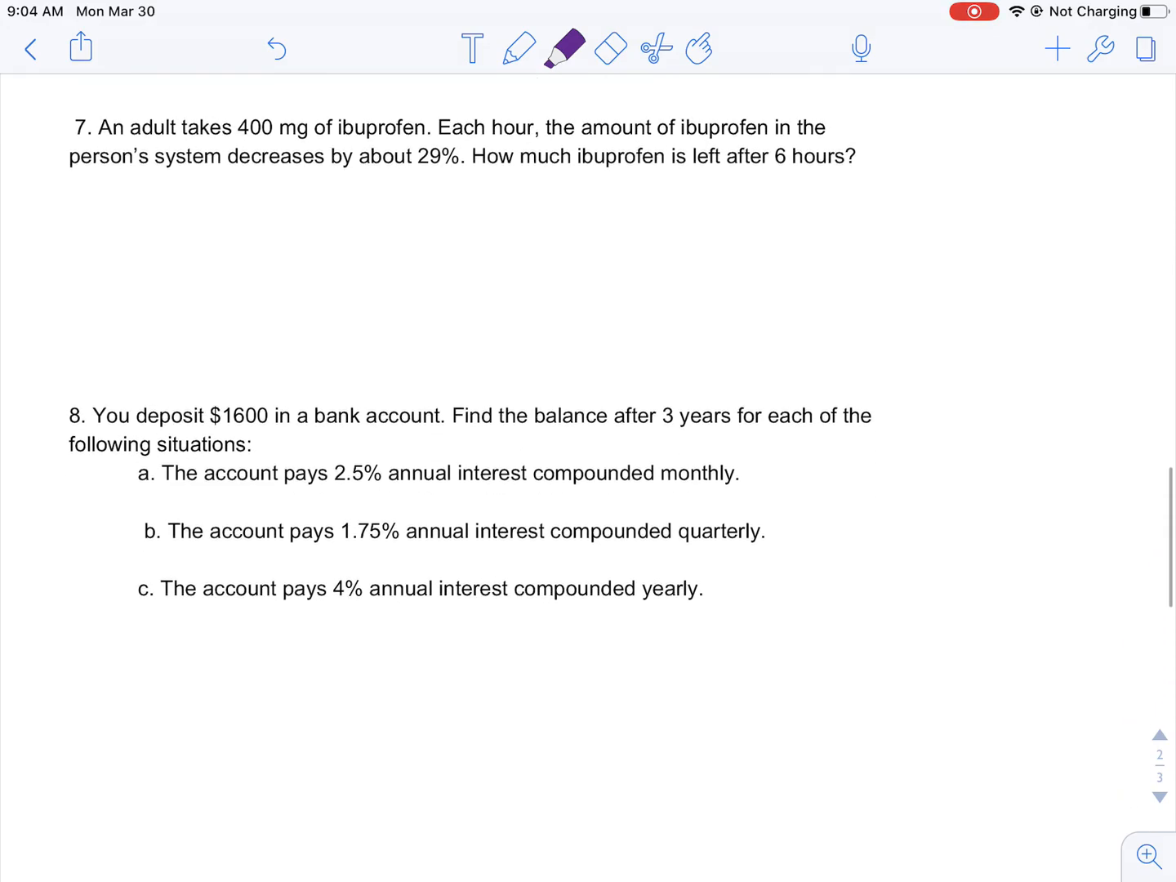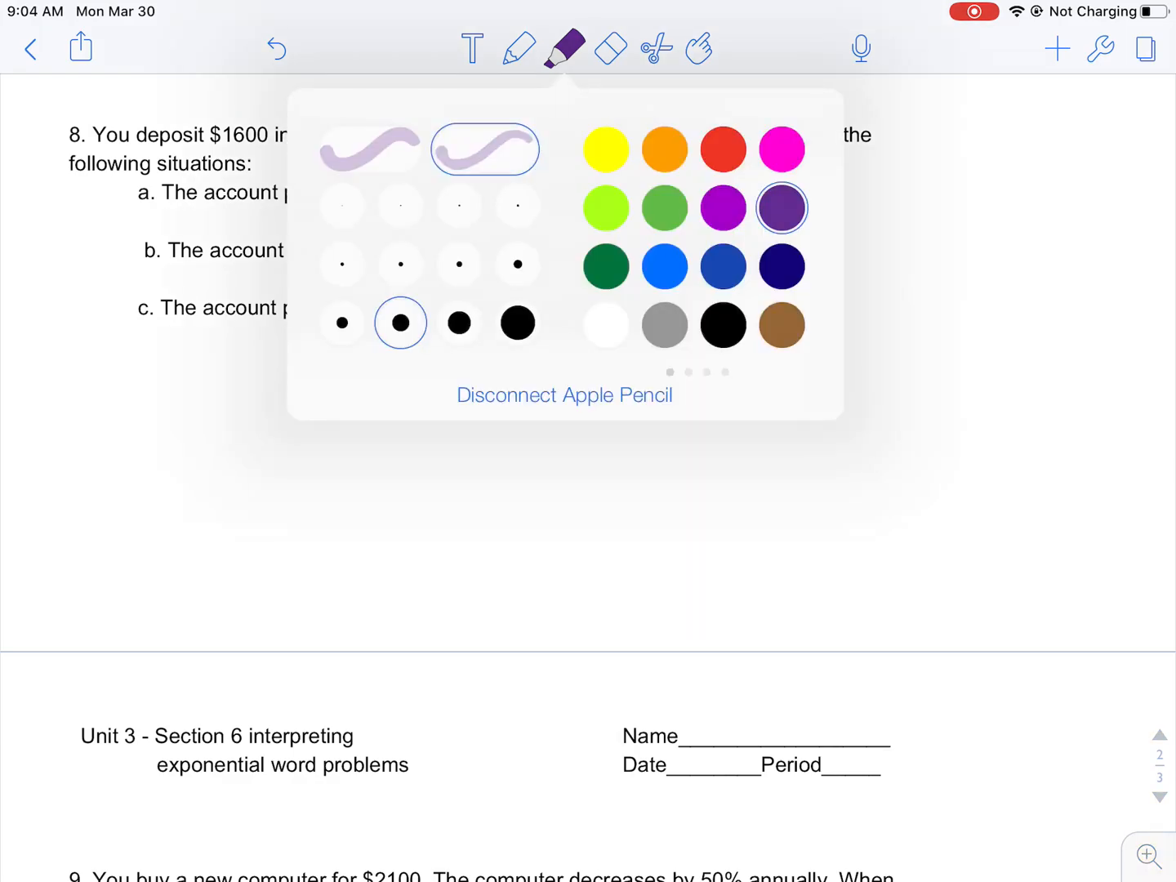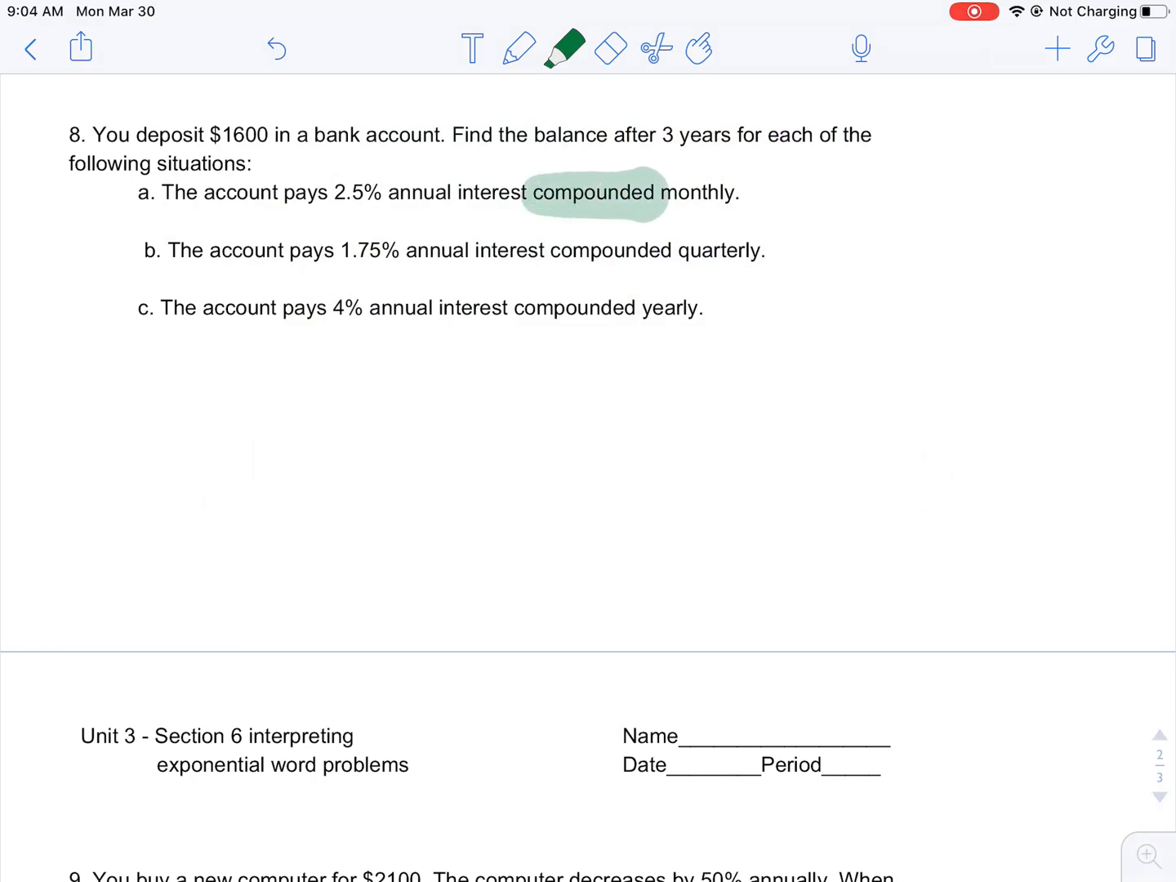Number 7, an adult takes 400 milligrams of ibuprofen. Each hour, the amount of ibuprofen in the person's system decreases by. There we go. Decreases by. That means we're talking about decay. Okay? Number 8. This one, the words jump out. There's actually 3 different problems here, and the words jump out at me immediately. We have compounded monthly, compounded quarterly, and compounded yearly. So that means we have 3 problems that all have the same initial amount. They have different percentage rates, and they are compounded differently. So you have to do 3 problems there.